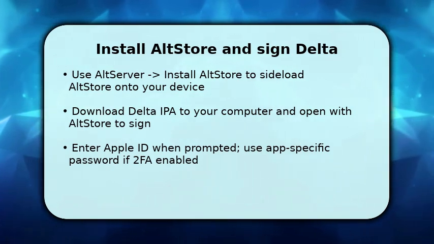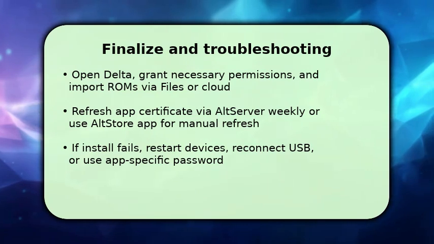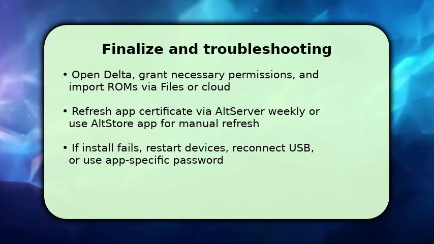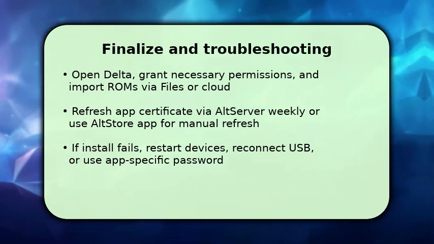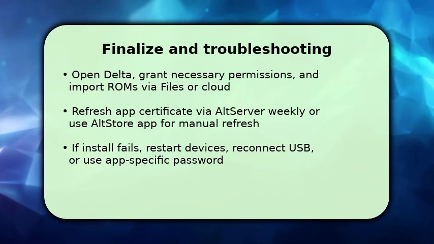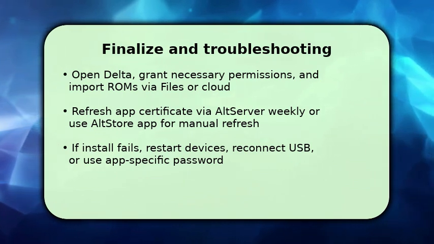Finally, open Delta and import your legally obtained ROMs through Files, Cloud Storage, or AirDrop. Configure controllers and save locations. Make sure Alt server runs periodically to auto-refresh the signing certificate, or manually refresh inside Alt Store before it expires.